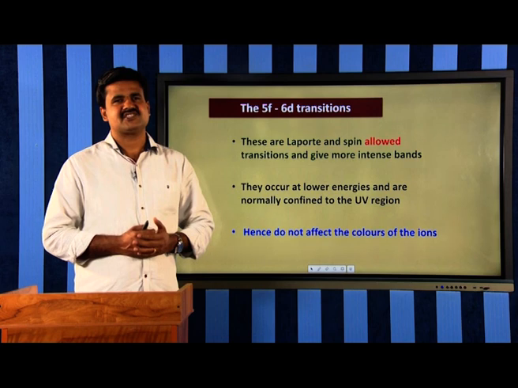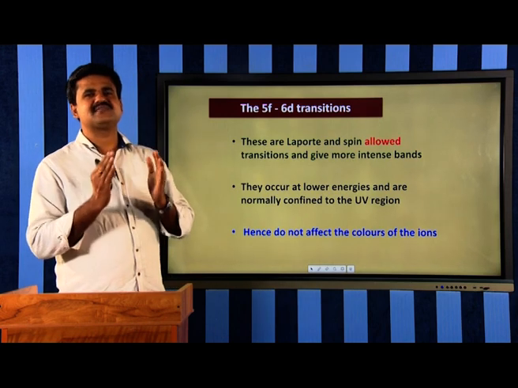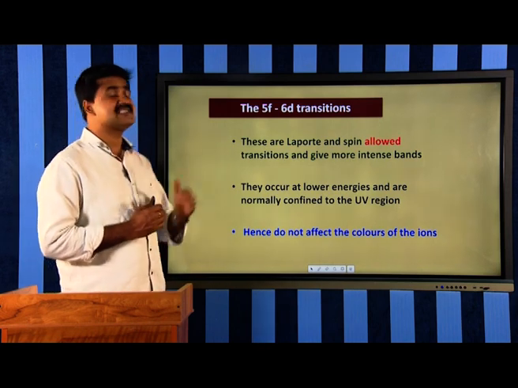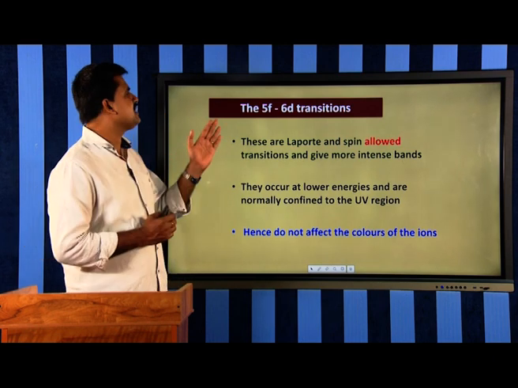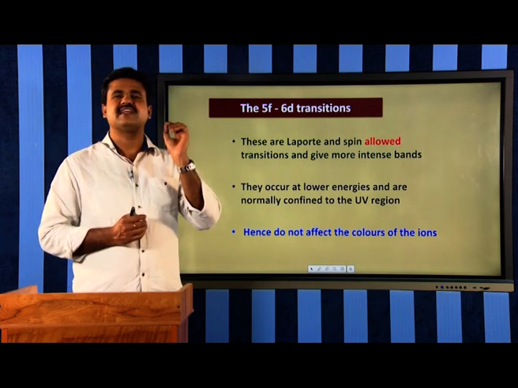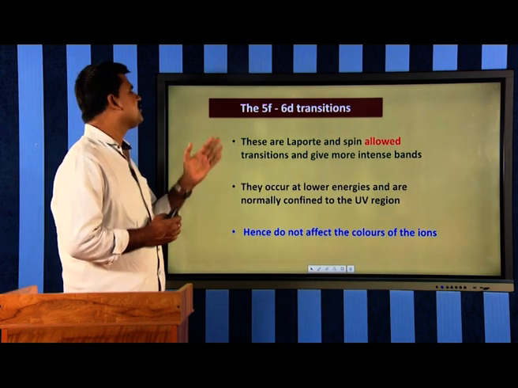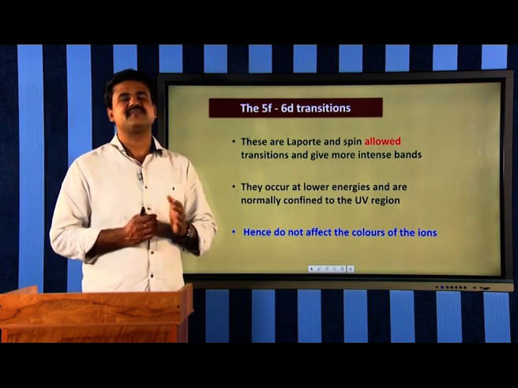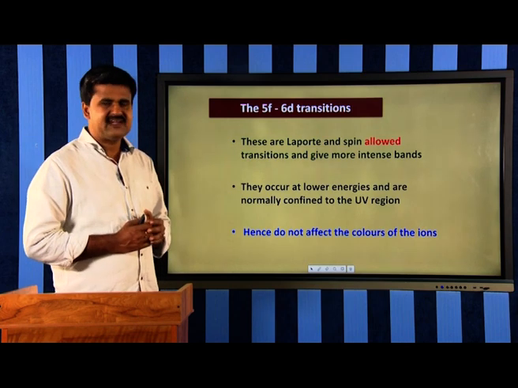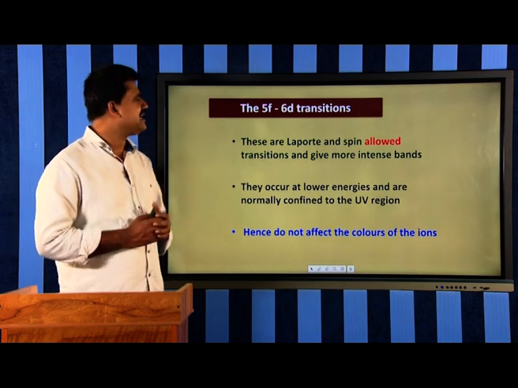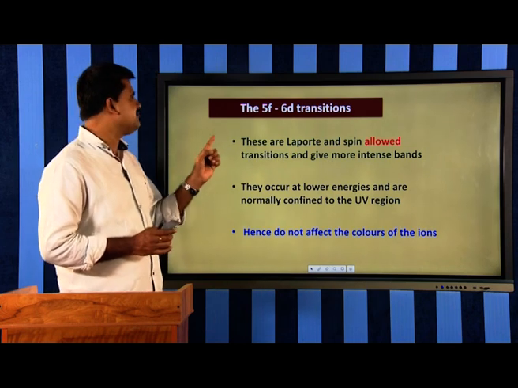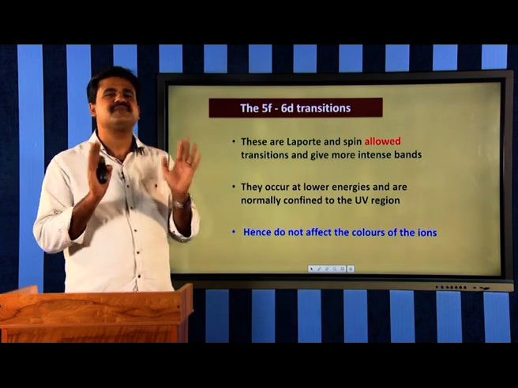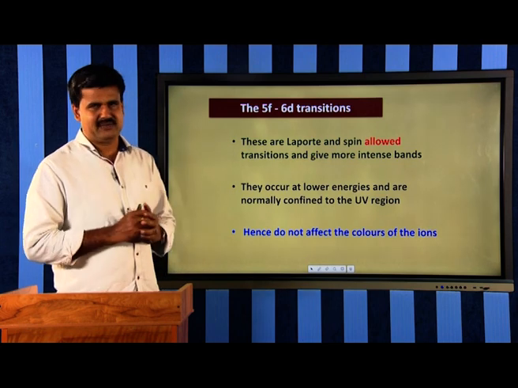The next transition, that is the 5f to 6d transition. The participating orbitals are 5f and 6d. For the f subshell, the azimuthal quantum number is equal to 3, and for the d subshell, the azimuthal quantum number is equal to 2. Therefore, delta L is equal to -1. As a result, it is clear that the 5f to 6d transition is perfectly Laporte allowed.